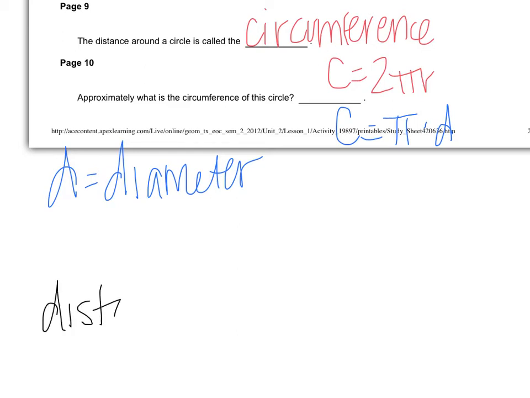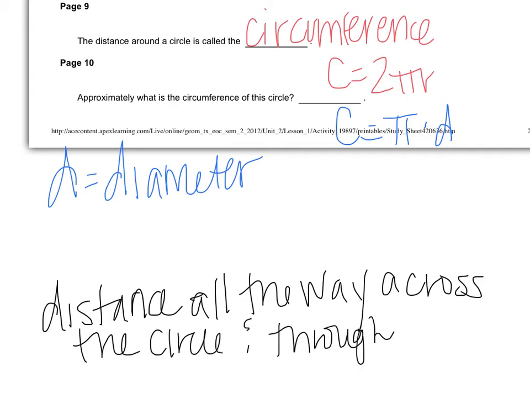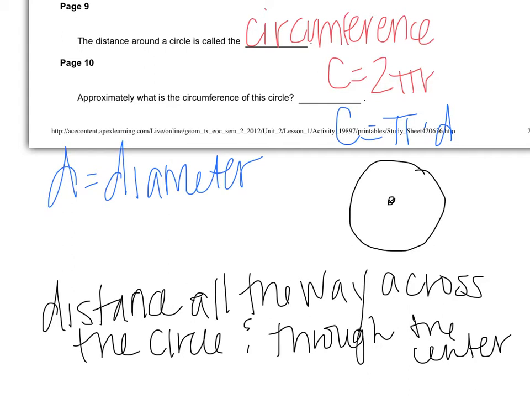So the distance all the way across the circle and through the center. It has to go through the center. So if I were to draw a picture here of a circle, and here's my center, I'm going to label that point C. My diameter would go from one side to the other. That would be a diameter. Or this would be a diameter. Or this one.